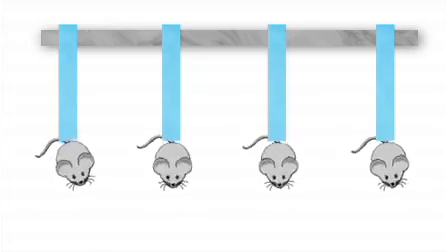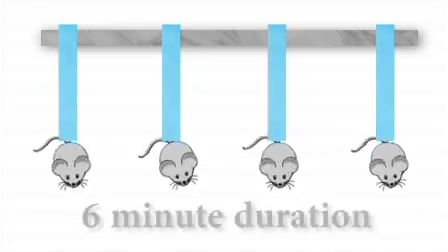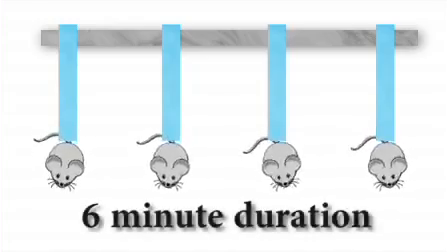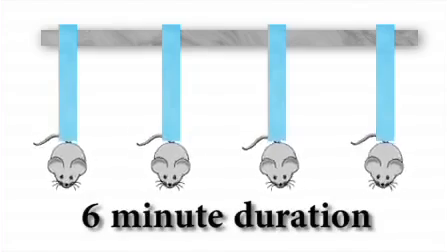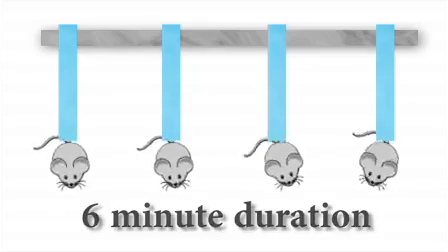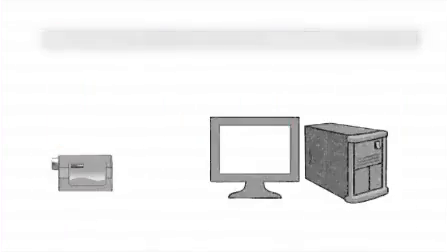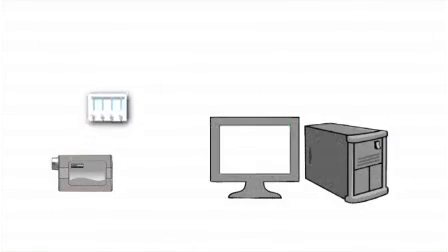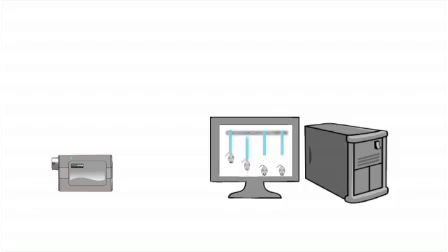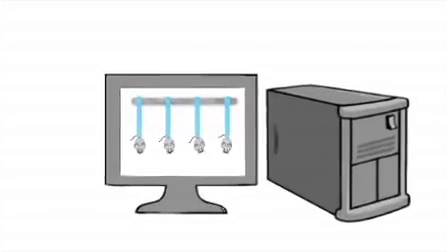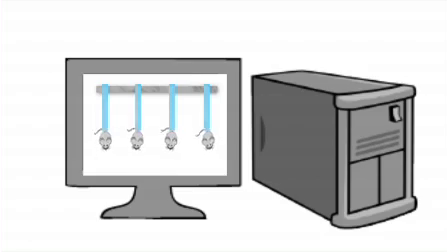The mouse remains suspended for 6 minutes. The subject's behaviors are recorded during this time. At the end of the 6-minute test period, the tape is removed from the tail of the subject. After the test is completed, the visual recordings are transferred to a computer or video monitor for analysis. An observer measures the time a mouse spends struggling during the entire 6-minute session.